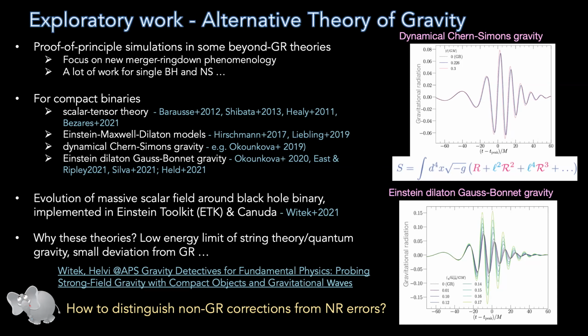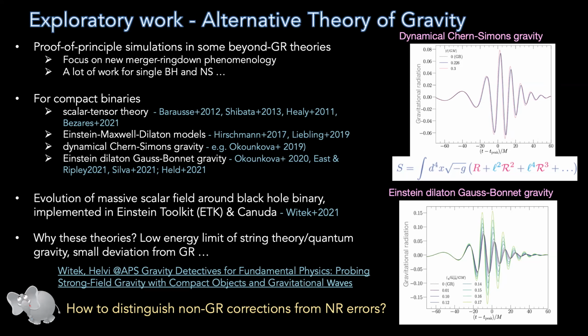And there has been quite a bit of work in proof of principle simulation in beyond GR theory in the past, mostly focused on perturbation theory and work around single black hole and neutron star. But recently, there's been much more work in really modeling compact binary, both in the post-Newtonian theory, but also in numerical relativity. And I mention here just a few of them and the various models that have been done. So this is now also present in the Einstein Toolkit, the Canuda approach. I hope that Helvi is going to say something here.